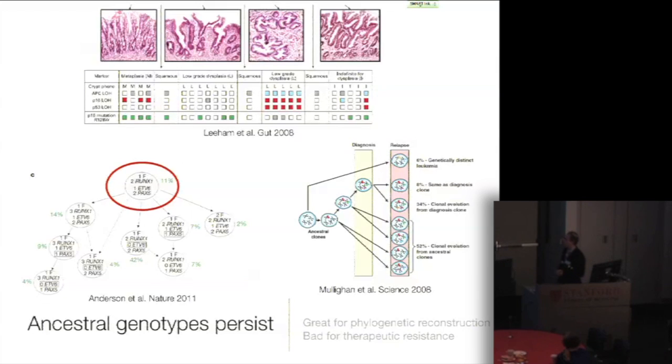In the lower left is one of Mel Greaves' papers, showing, as I've circled, the original, the sort of ancestral clone. The upper figure is from Simon Leedham in Barrett's esophagus, showing that some of the crypts had no mutations at the locations that they're looking at. And you've seen the figure on the lower right from Mullighan in ALL, showing that often resistance derived from ancestral clones.